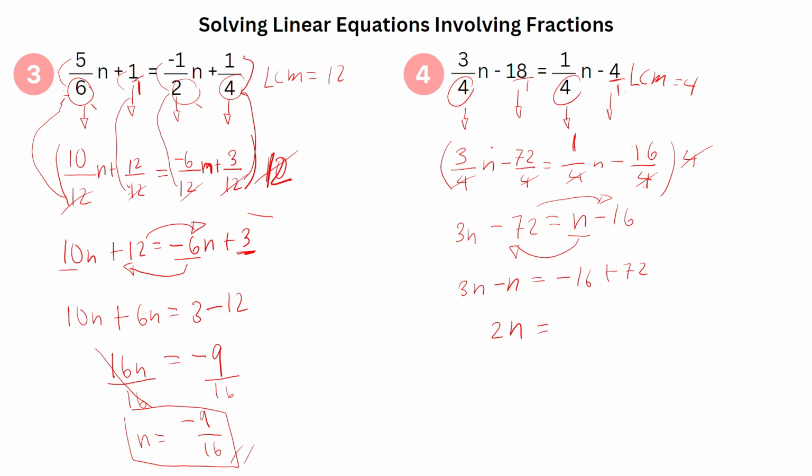I don't know what's wrong with my calculator. So 72 minus 16, we have here 12 and then 6. Obviously, that is 56. What do we do next? Divide both sides by 2. Cancel. n equals what? 28.